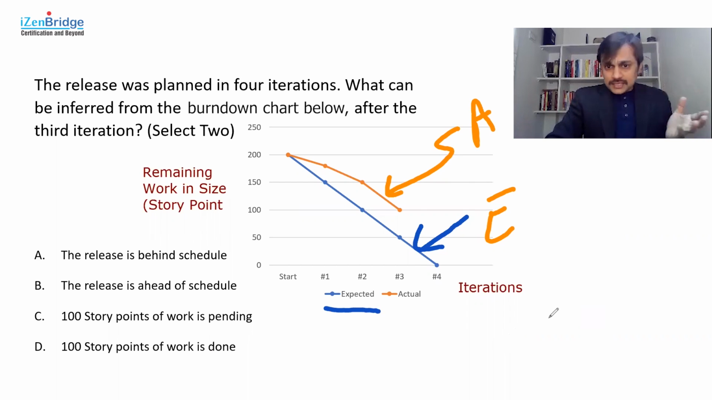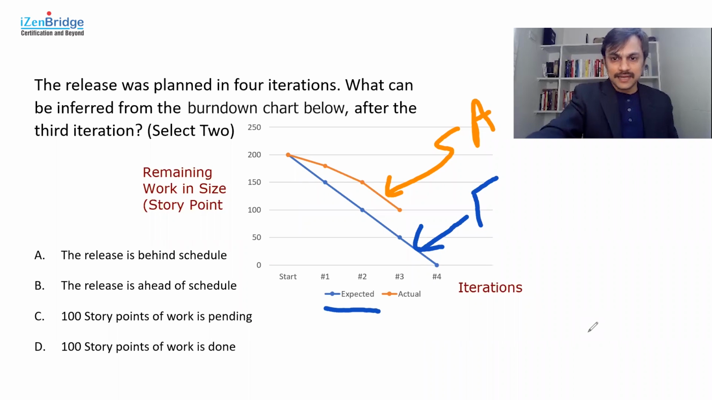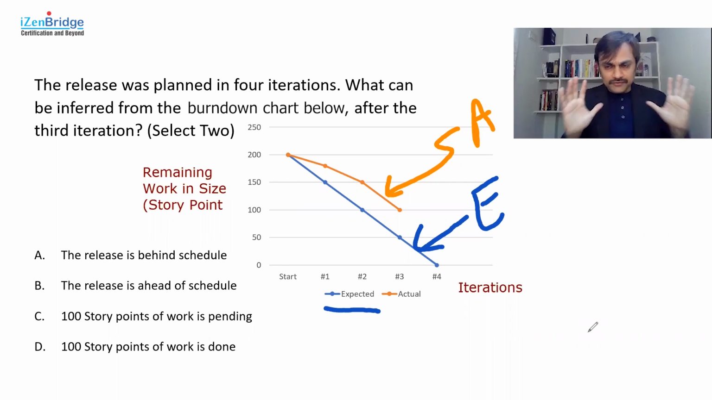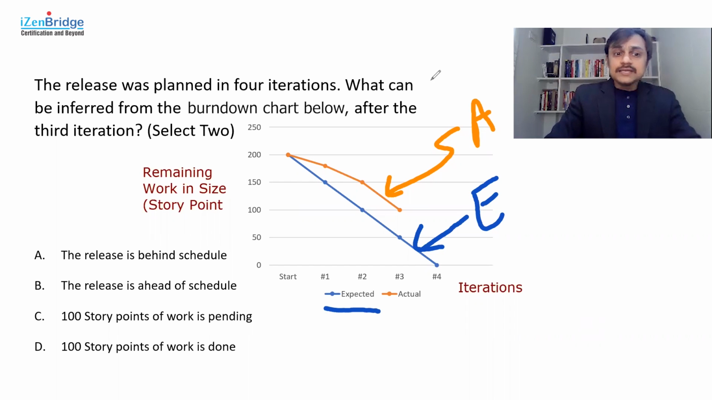Now, with this information in my hand, how do I see various options? So I can better put a blue color here, rather than putting expected in the orange. So I can say this is an expected. Okay, so let's look at the options now once we have a fair understanding of the graph and its lines and parameters. The release is behind schedule, option A.